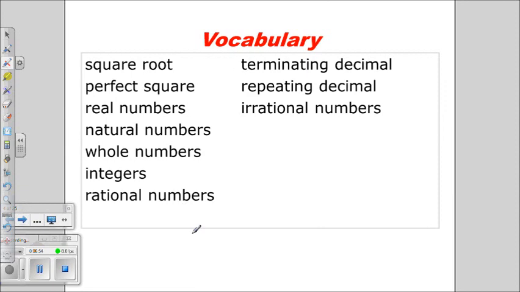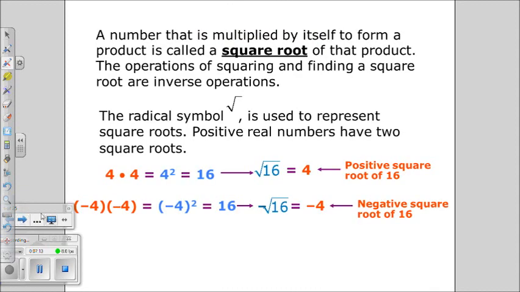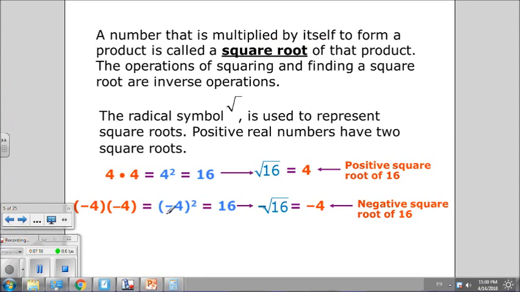Instead of lengthening my speech, I'll just say that square roots and perfect squares are real numbers, natural numbers, whole numbers, integers, rational numbers, irrational numbers, and terminating decimals, and of course non-terminating decimals and repeating decimals. So let's start with that one, to identify what square roots are.